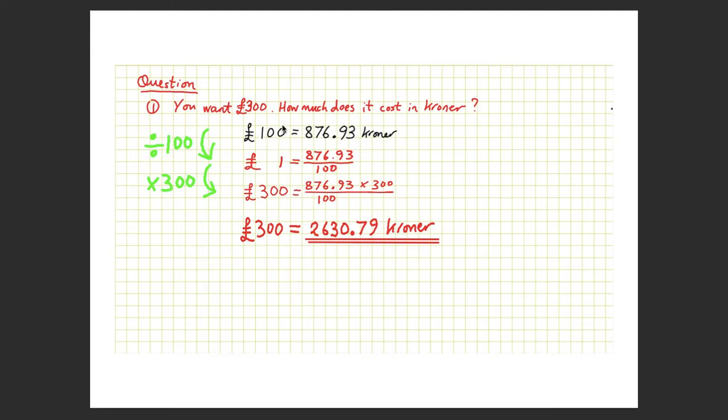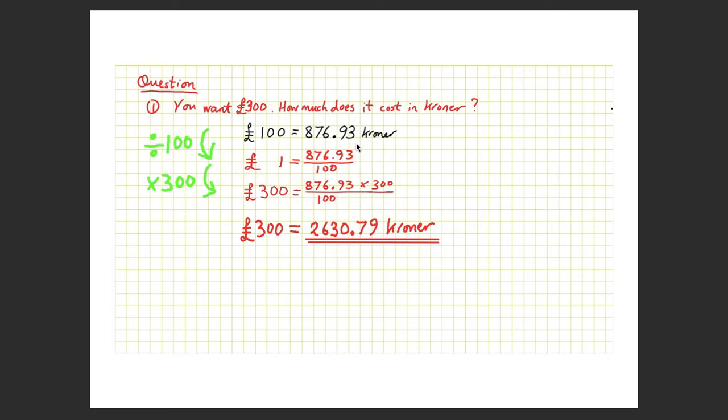So I've got the amount of krona for £100. I'd like to know how much for £300. So as an in-between step, I'm going to figure out what £1 is worth. Always figure out what one of the thing that you're trying to get the value for is worth. Okay, so to get from £100 equals 876.93 krona to £1 equals 876.93 divided by 100, I've divided everything by 100.